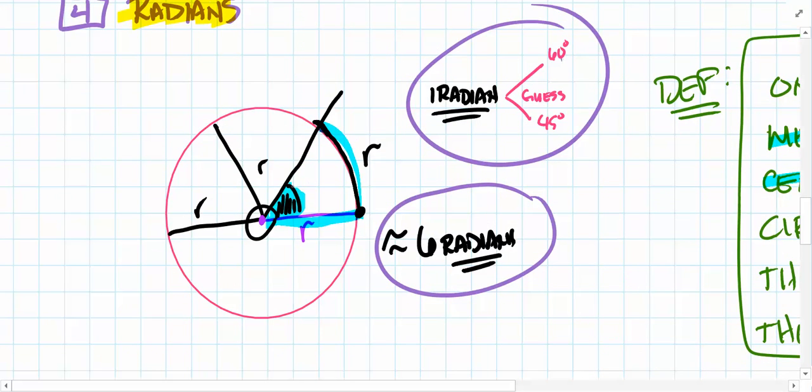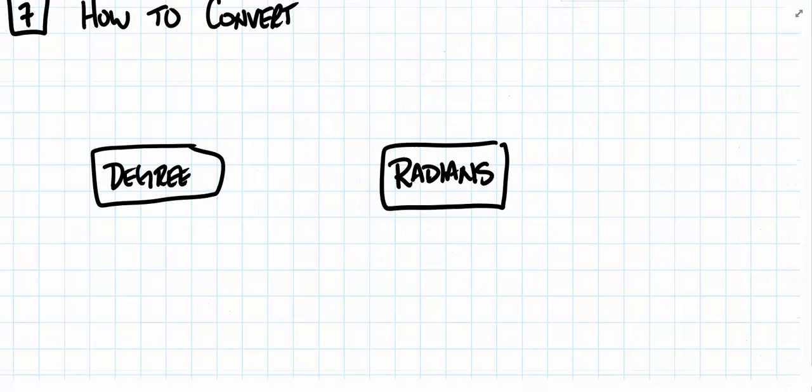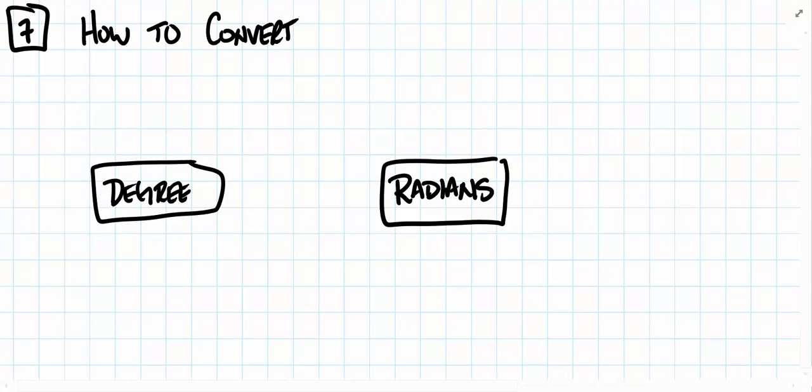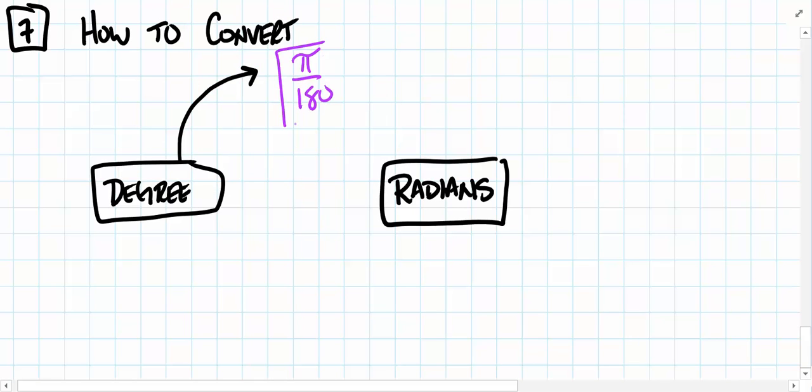Okay, so this is a useful little chart that I came up with to help people convert from one to the other. We're going to be working with radians and degrees throughout the entire year. And the first thing that we have to be able to do is convert from one to the other. So if we want to take a degree and turn it into a radian, we're going to multiply by a factor of pi over 180, and that will give you your radian.